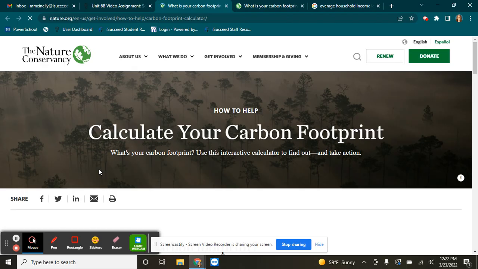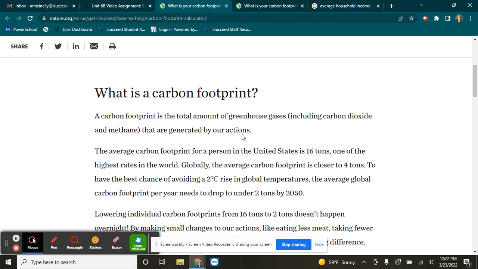So this part of this unit, we've been talking about both negative and positive human impacts on the environment. Unfortunately, a lot of those seem to be more negative than positive. And there's lots of different ways that we can help improve that. But first, we have to know what our negative impact is and what is causing it. So basically, a carbon footprint is the total amount of greenhouse gases that are generated by our actions.